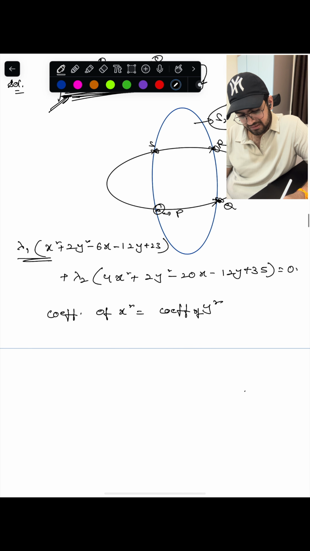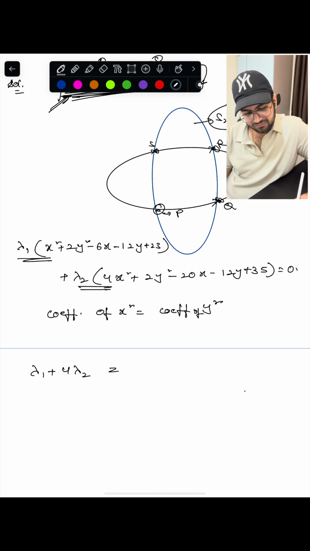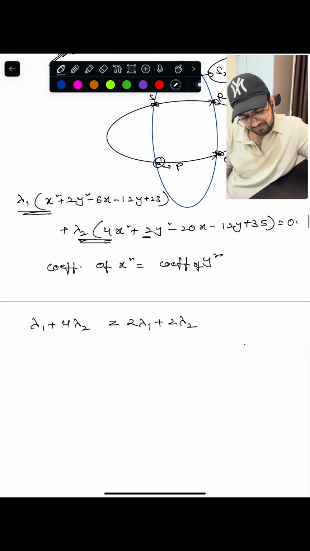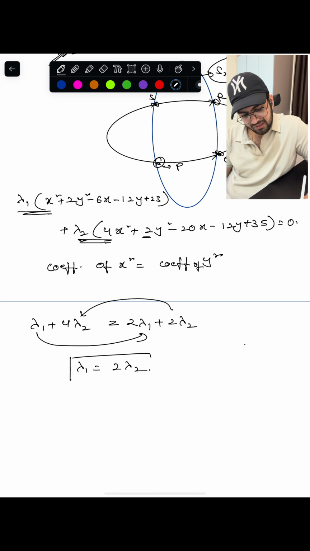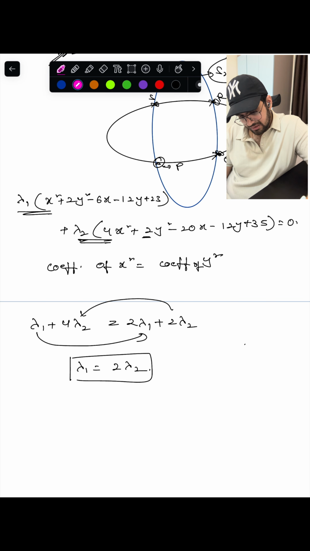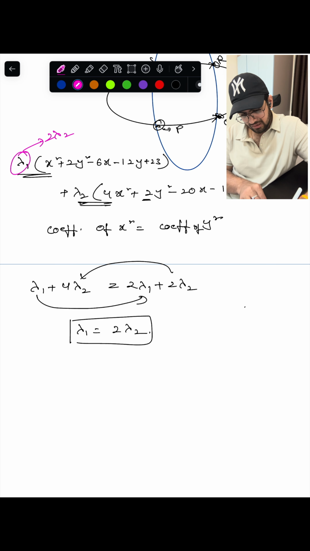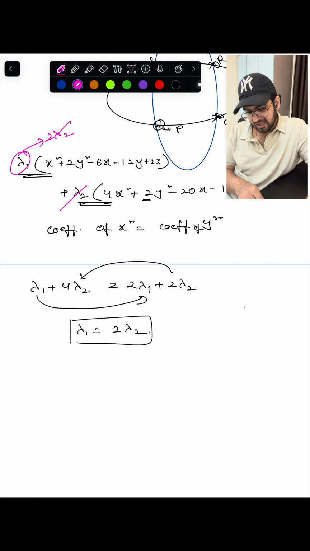So what is the coefficient of x square here? Lambda 1 plus 4 lambda 2 should be equal to the coefficient of y square, means 2 lambda 1 plus 2 lambda 2. Done. So now if I take this one to this side, this one to this side, clearly I am getting lambda 1 equals to 2 times of lambda 2. So we got the ratio. Instead of lambda 1, I should substitute 2 lambda 2. So just then as it is 0, we can cancel out lambda 2 also.